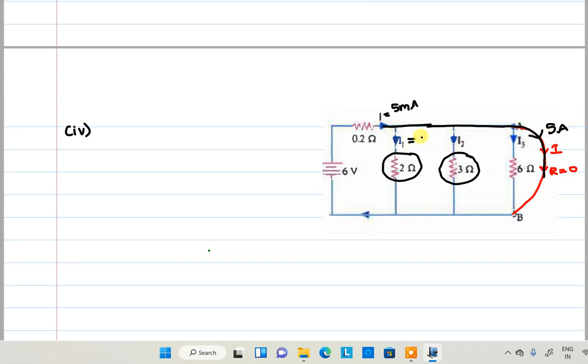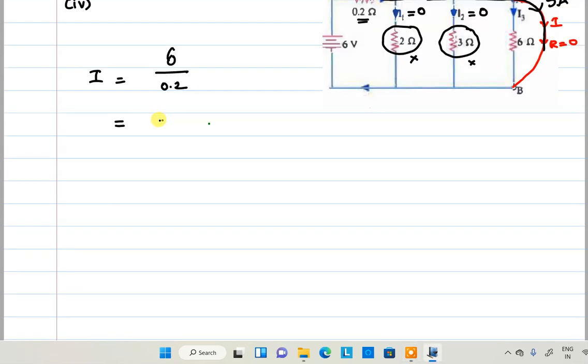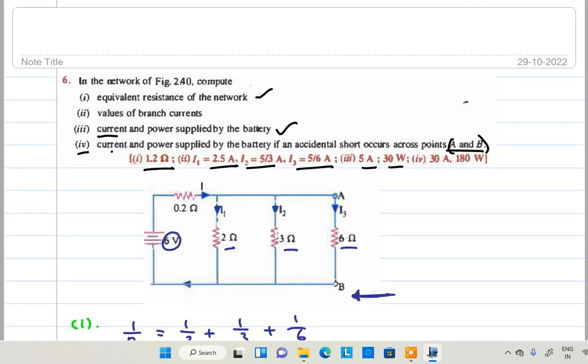So the I1 current is 0, the I2 current is 0. Whenever the current is 0, there is no question of these two resistors being present in the circuit. Those are dummy resistors. We can neglect them whenever any resistance is parallelly short circuited. So all parallel resistances are neglected. Finally, our resistance is only the 0.2 present. Now current I is equal to V by R, that is 6 by 0.2, which is equivalent to 30 amperes. Just verify the answer now. 30 amperes, right?